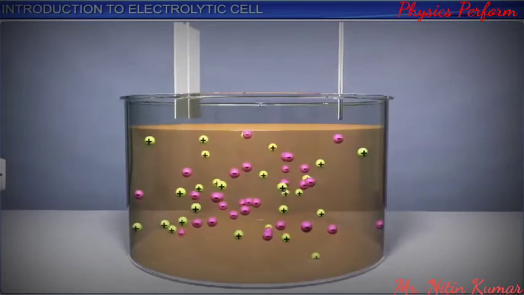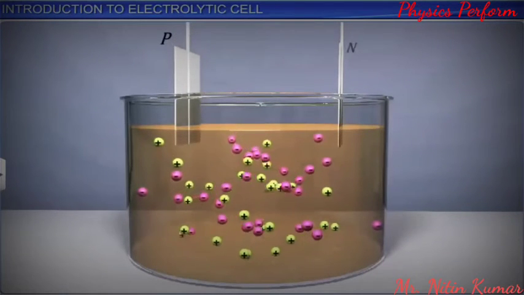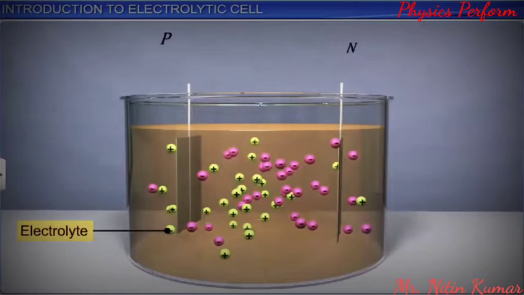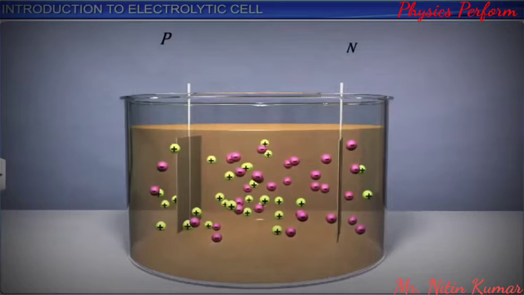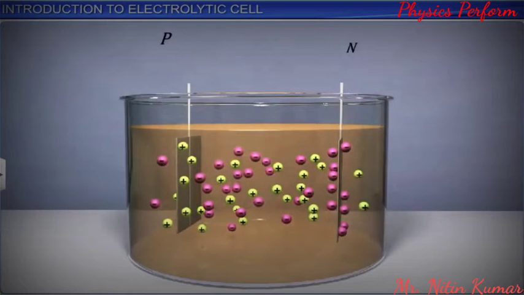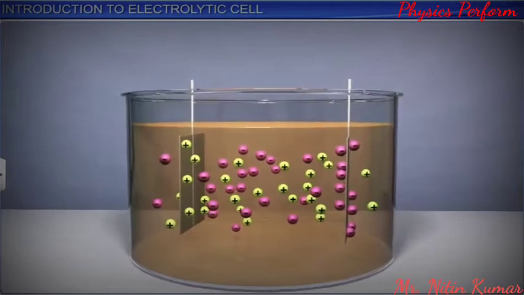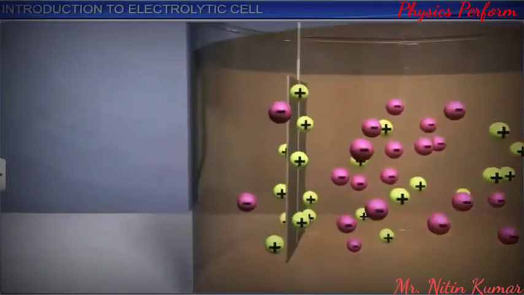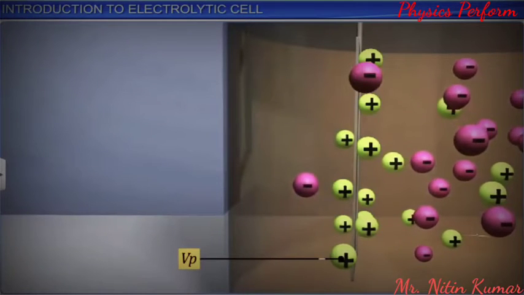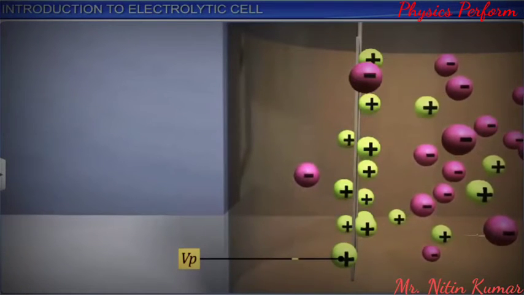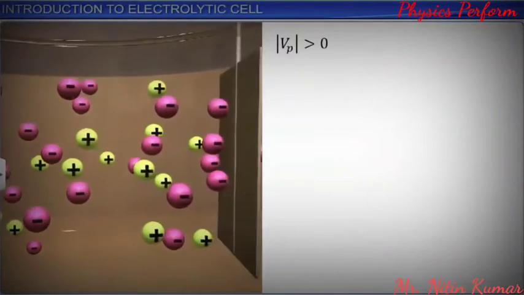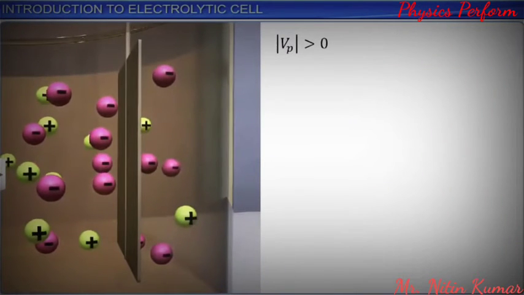An electrolytic cell consists of two electrodes, positive P and negative N, immersed in an electrolytic solution, also called an electrolyte. The electrodes, when dipped in the electrolyte, exchange charges with the electrolyte. Due to the exchange of charges, the positive electrode P acquires a potential difference Vp between itself and the electrolyte solution immediately adjacent to it. The magnitude of Vp is always greater than 0.